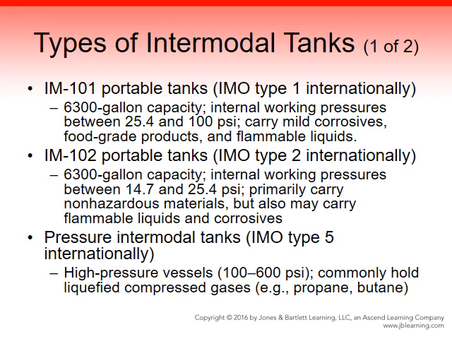Next, you have an IM-102 portable tank. It has a 6,300 gallon capacity and an internal working pressure between 14.7 and 25.4 psi. And it primarily carries non-hazardous material, but also may carry flammable liquids and corrosives.